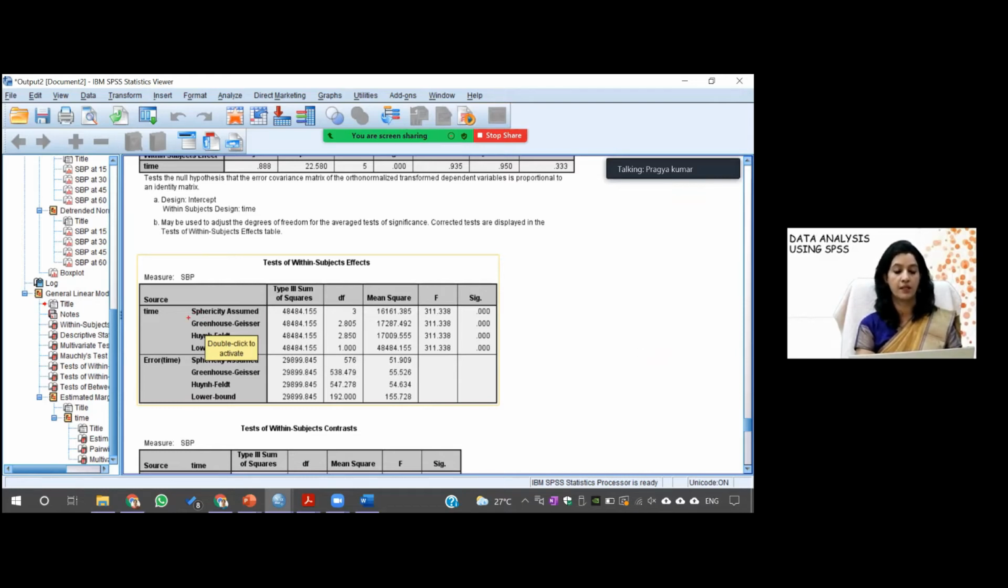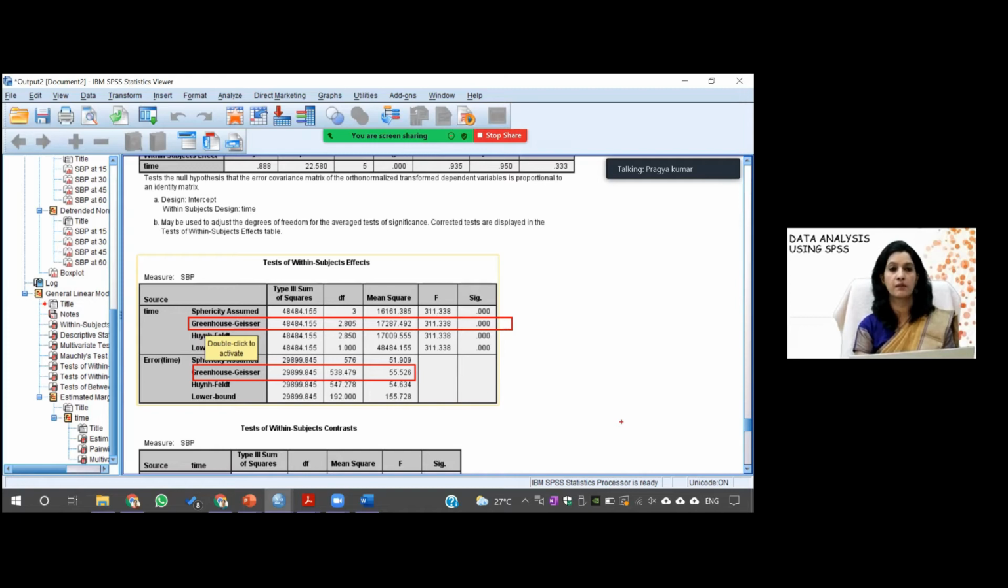So I will take this value, Greenhouse-Geisser, to report, and then I will take the lower one, this value, to report. And then coming to the post hoc. Is it clear up to this point which value to take? Depending on the p-value of Mauchly's test of sphericity, we take 2 values.